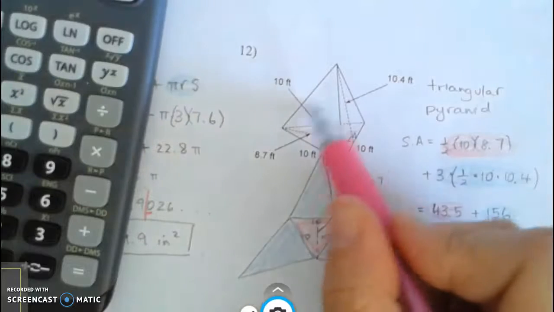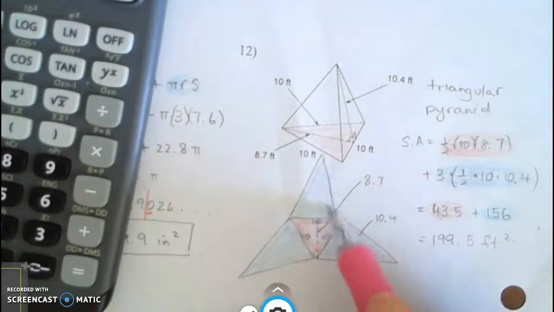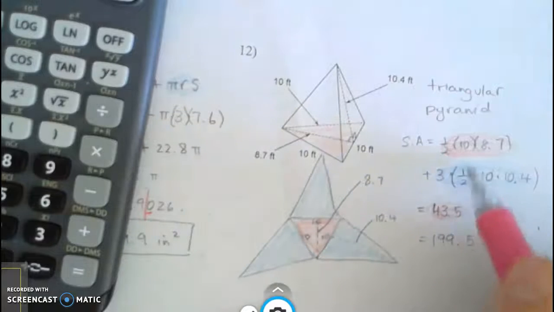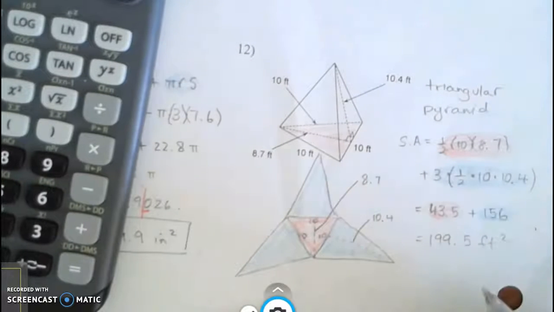And then we have the 3 identical blue triangles on the side. Okay, so these are blue triangles on the side, and the calculation is such.